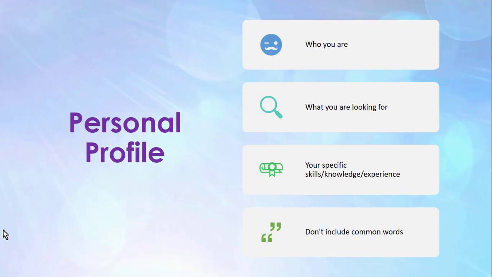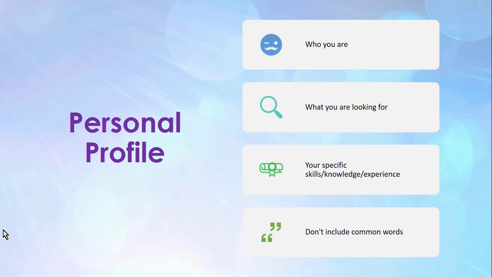So the next stage is your personal profile, and many people find this section quite difficult because they're not sure what to write. But here are some simple things to make sure to include. Firstly, state who you are. For example, current H&D student with a passion for graphic design. Then what you're looking for. For example, seeking employment in the design industry. Your specific skills, knowledge and experience.